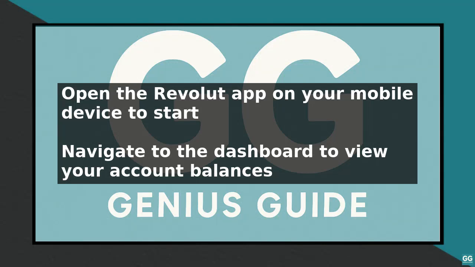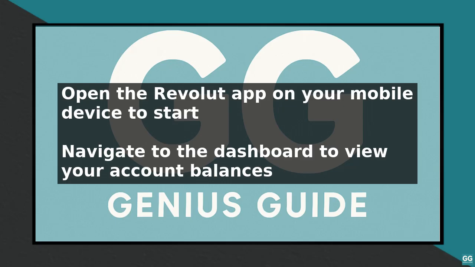To add currency to your Revolut account, start by opening the Revolut app on your mobile device. Once the app is open, navigate to the dashboard where you can view your account balances. Select the account you want to add currency to by tapping on it.